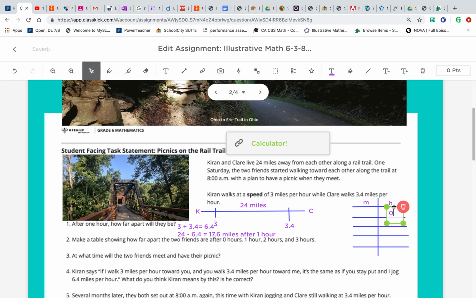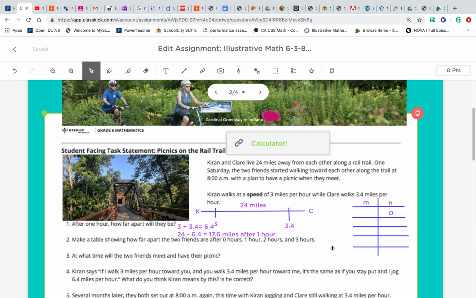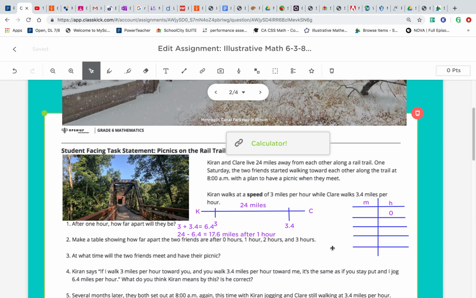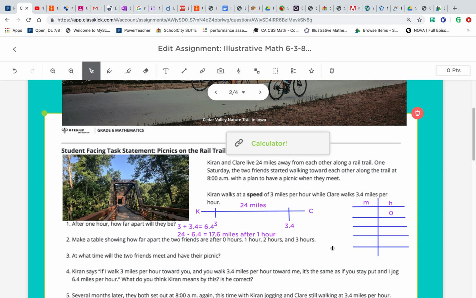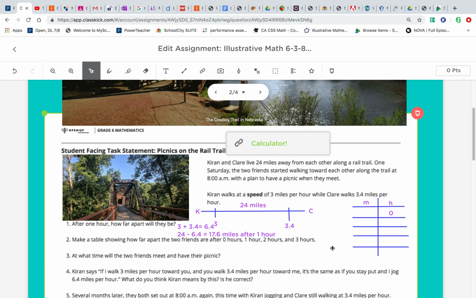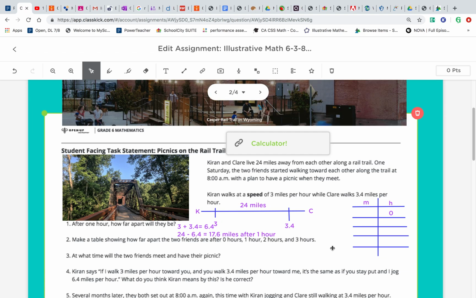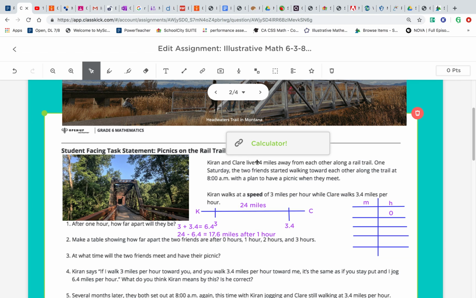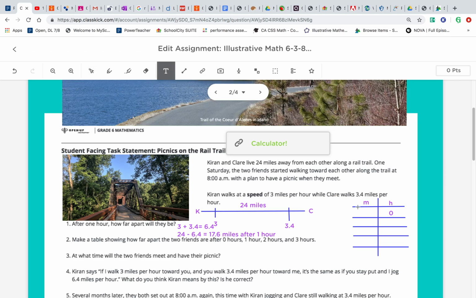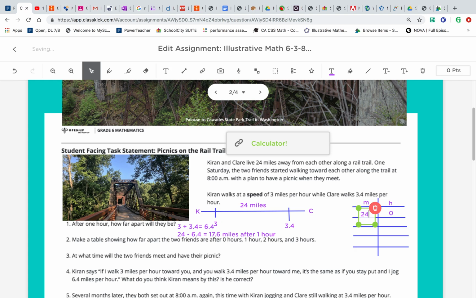Well, you want to make sure you understand what it means by 0 hours. If it's 0 hours, it means that they haven't gone anywhere. There's been no time that's gone by. They haven't traveled anywhere at all. So their distance apart is wherever they started from, and they started from 24 miles apart. So the distance after 0 hours would be 24 miles.